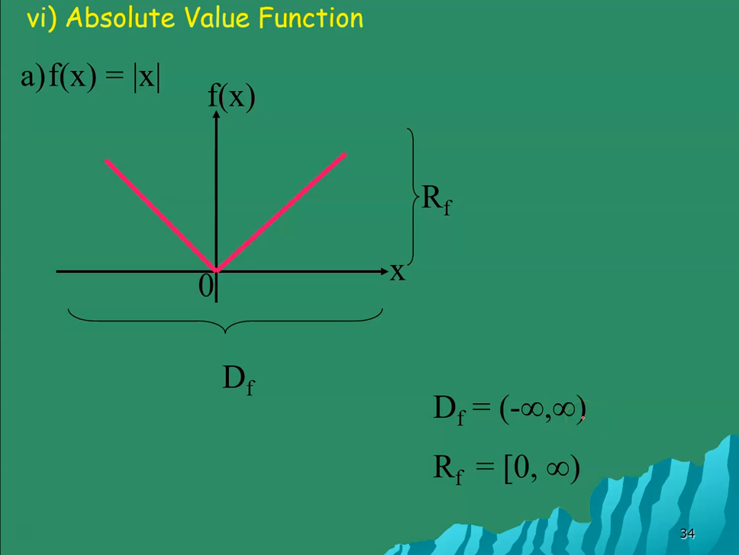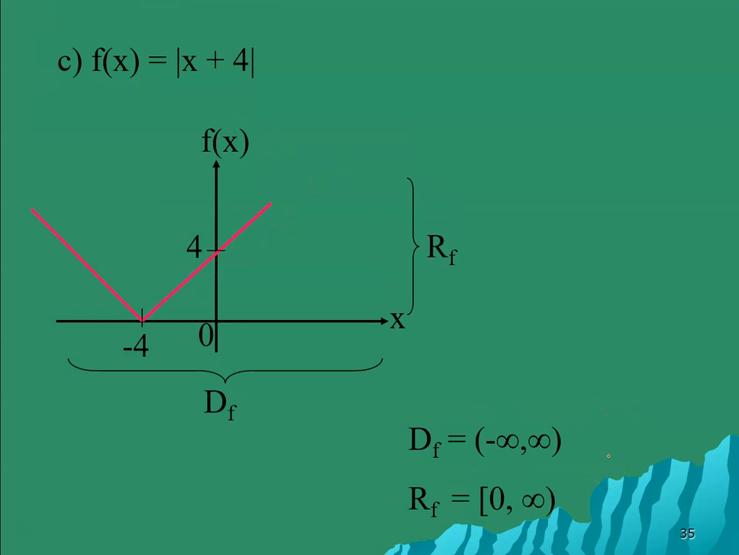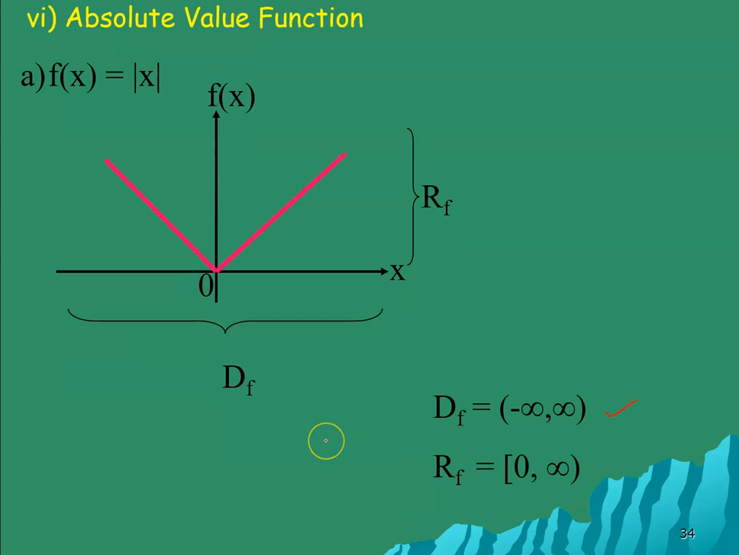And this is the absolute value function. f(x) equal to modulus x. So you'll have it like this, and your domain will be this, and your range will be starting from 0 up until infinity. And it's the same with this x plus 4. It's just that you have x equal to negative 4 over here. So the domain and range will be the same as the previous one.